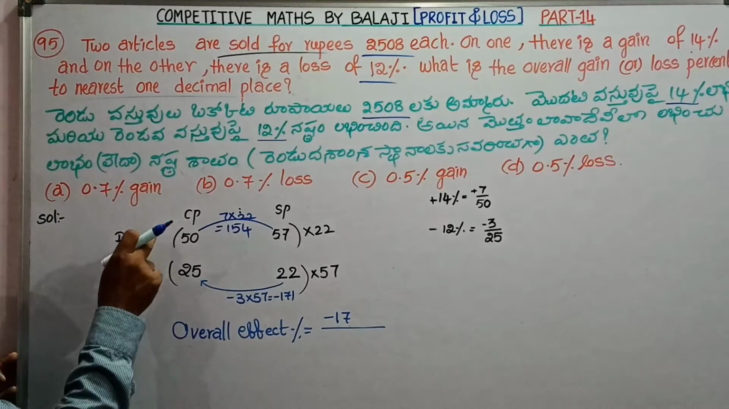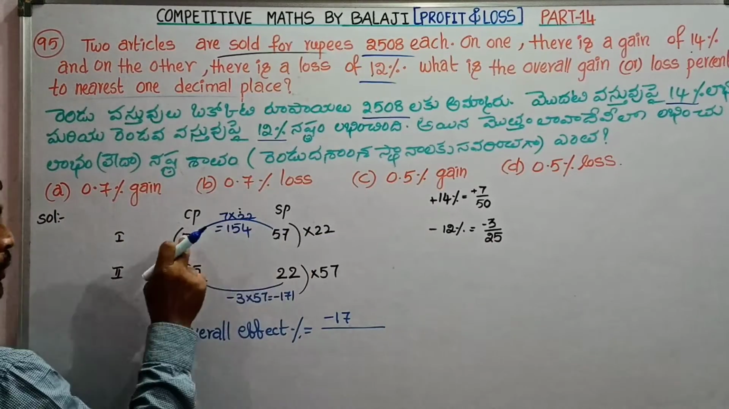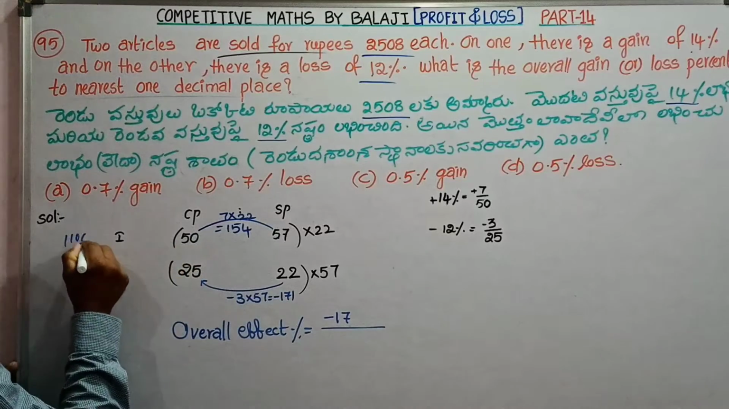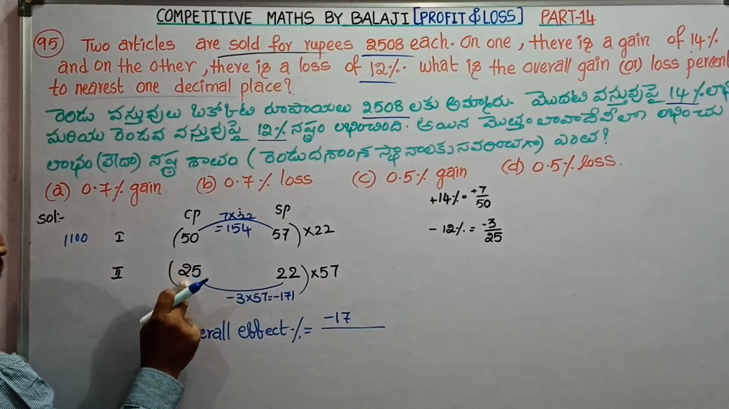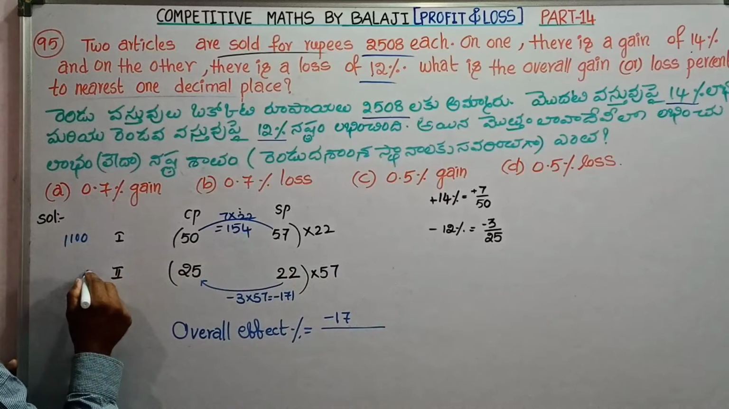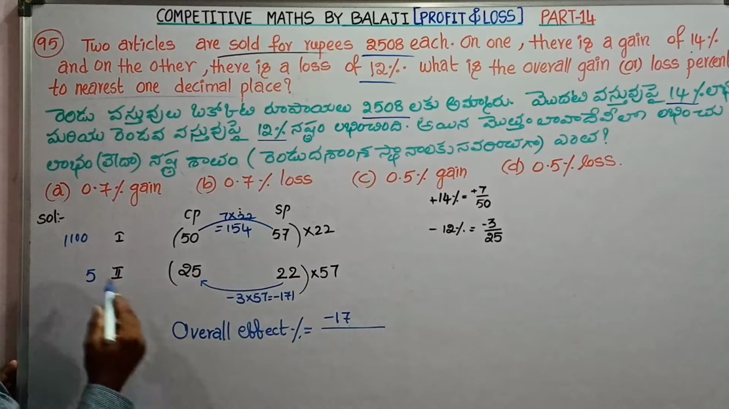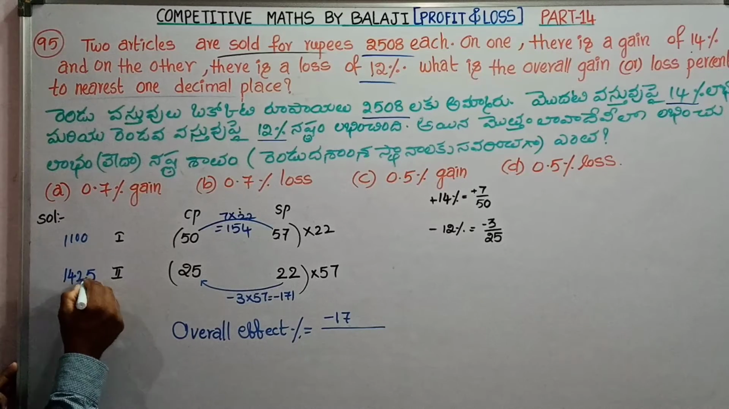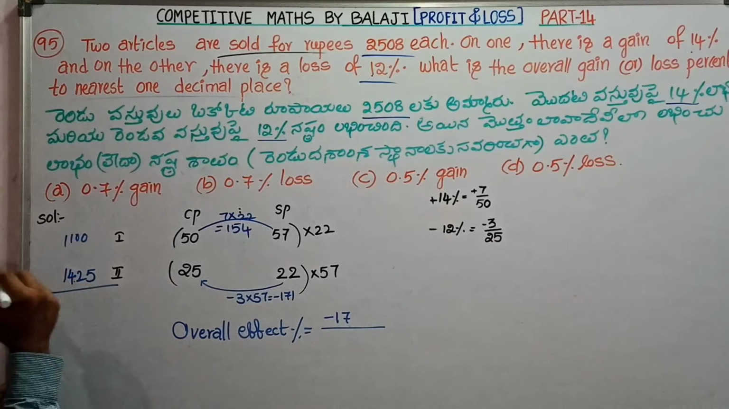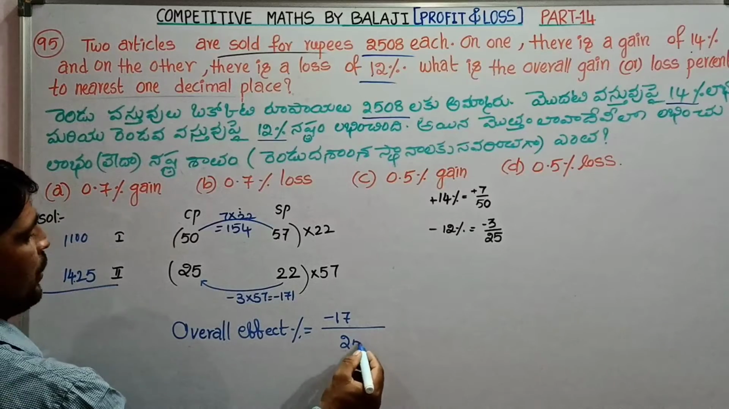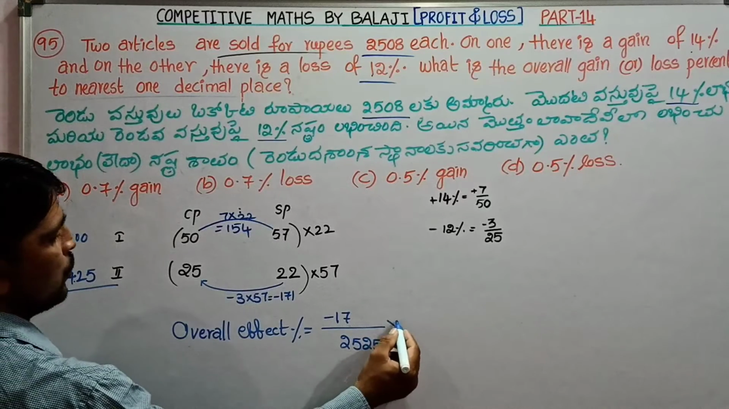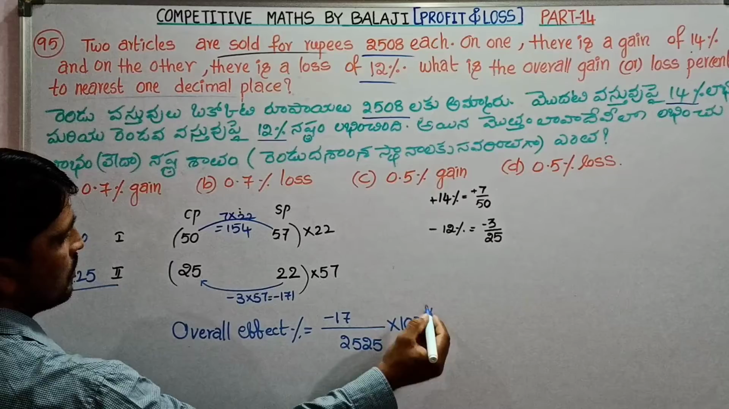Consider the overall cost price, that is 22 into 50, 1100, plus 57 into 25. 25 sevens are 175, 17 carry. 25 fives are 125 plus 17, that is 142. 1425. Total cost price is 2525 into 100%.